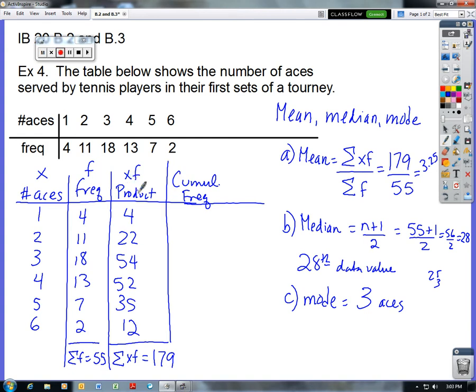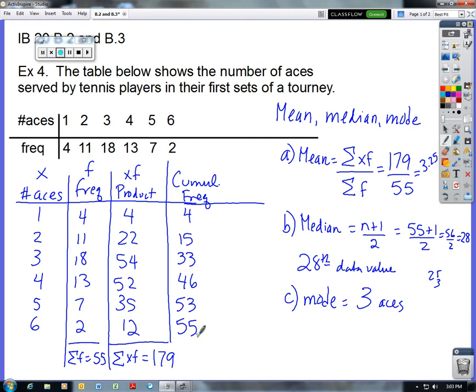So the cumulative frequency, I can't recall if we've already talked about this or not. I'll assume we haven't. You go to your frequencies. So the first, you have 4 of them. You write that down. And then you add 11 more, so 15. And then you add 18 to that. So 15 plus 18 is 33. 33 plus 13 is 46. 46 plus 7 is 53. 53 plus 2 is 55.